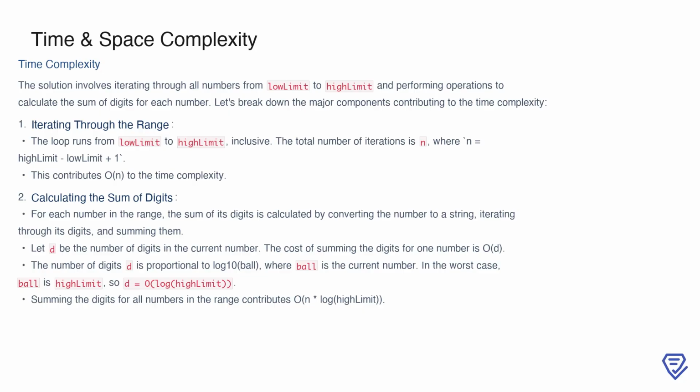Next, we look at how the sum of digits is calculated for each number. This involves converting the number to a string, iterating through its digits, and summing them. The time it takes to sum the digits of a single number depends on the number of digits, which is proportional to log base 10 of the number. Since the largest possible number in our range is high limit, the digit count can be approximated as O(log high limit). When we sum the digits for all numbers in the range, the total contribution is O(n log high limit). Together, these two components make up the primary factors in the time complexity calculation so far.